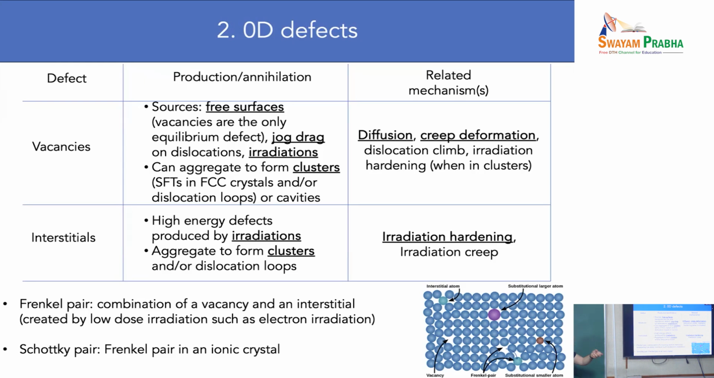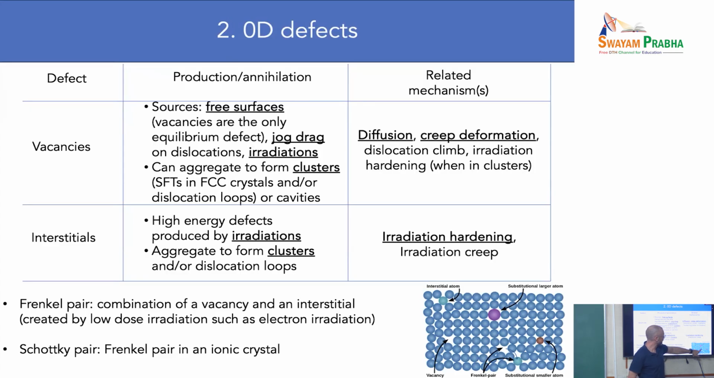In terms of punctual defects, there are 2 other types of defects. One which you also find in metals is Frenkel pairs. A Frenkel pair is a combination of a vacancy and a close-by interstitial. So I have a vacancy and nearby I have an interstitial.